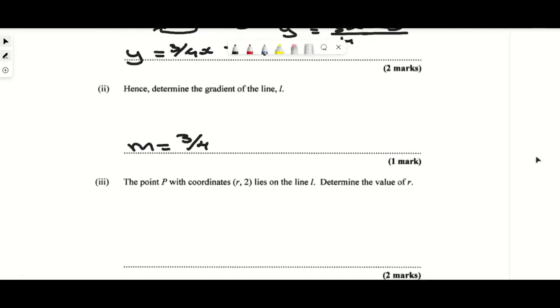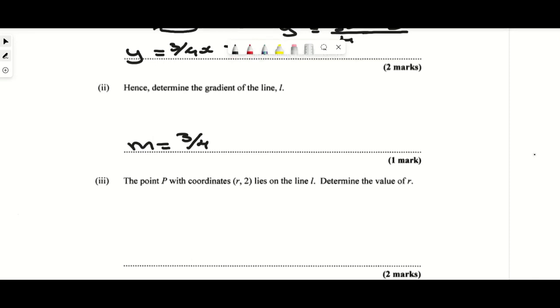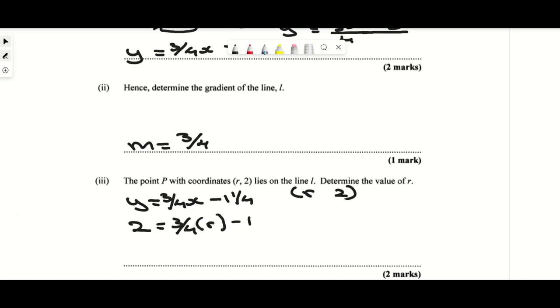Then they said the coordinates P with coordinates r, 2 lies on a line. This is the line, right? So it lies on the line y is equals to 3 over 4x minus 1 1/4. Determine the value of r. So we know it is r and 2, so x is r and y is 2. So 2 is equals to 3 over 4, and well, instead of x, we're going to put r, minus 1 1/4. So we're going to carry across that minus 1 1/4. So it's going to be 2 plus 1 1/4.